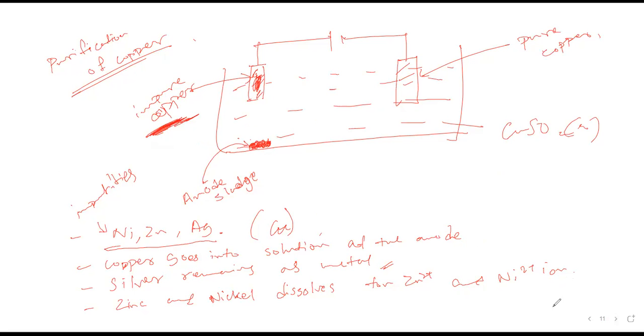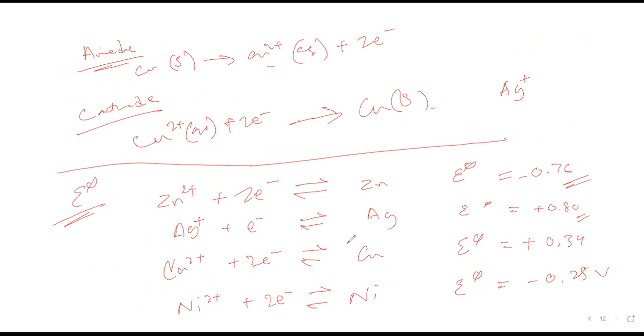That means silver is eliminated here. After elimination of silver, we have zinc, copper, and nickel. Among these, which one is having the highest electrode potential value? Copper. And which one is having the lowest? The lowest electrode potential value is zinc.